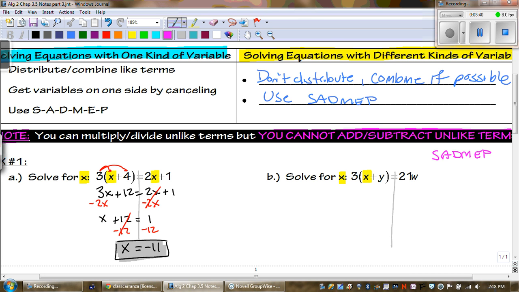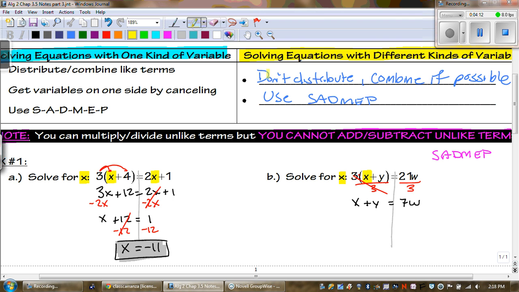Now, the first thing that we need to do, we don't distribute, so I need to get rid of that 3. How do I get rid of that 3? Well, it's multiplying right now. Since the x is on the left side, I want to get that 3 to the right side. So I'm going to divide by 3. We're left with x plus y equals, what's 21 divided by 3? 7.